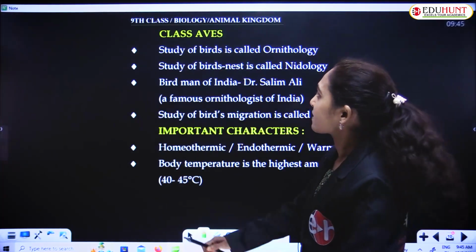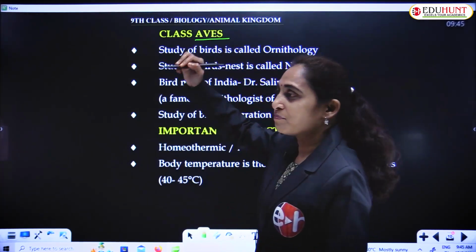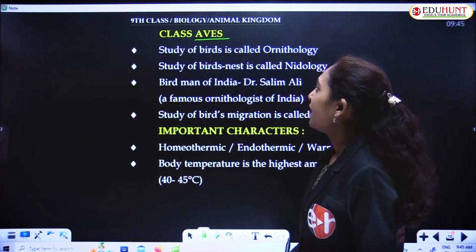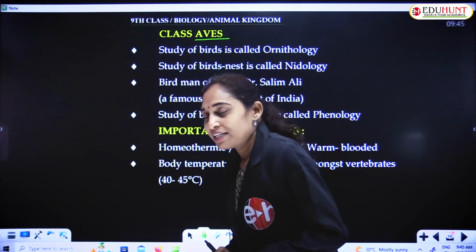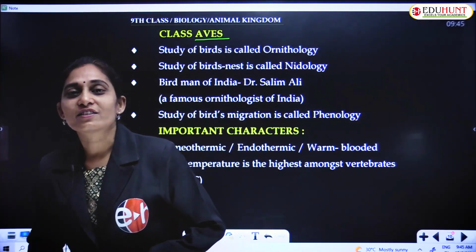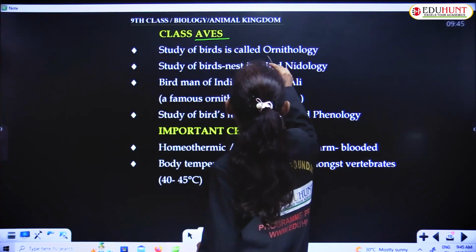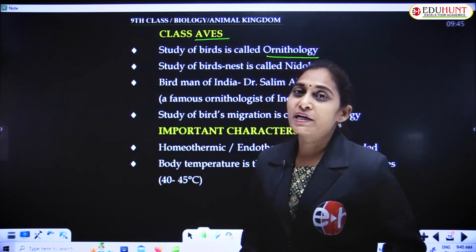They belong to class Aves. Birds belong to class Aves. And the study of birds is known as ornithology. Ornithology is the study of birds.